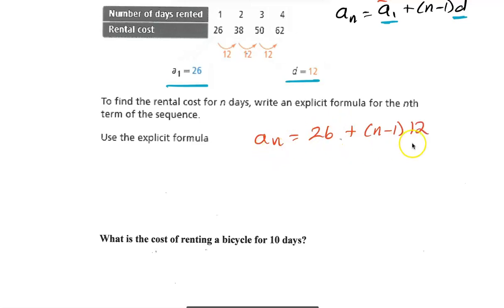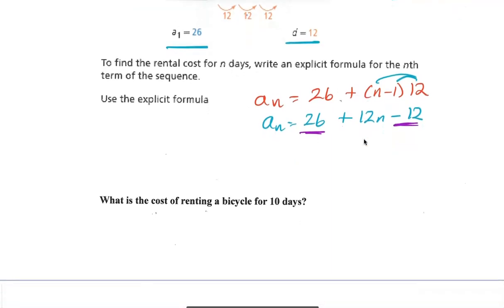Now, that's the formula, but you could look at it, right? It's not very helpful. Let's simplify this. So we're going to distribute our 12 into there. So we're going to get a_n is equal to 26 plus 12n minus 12. Then we can add up like terms. So we're going to add this 26 and negative 12. Remember, they're on the same side. We just add them up.